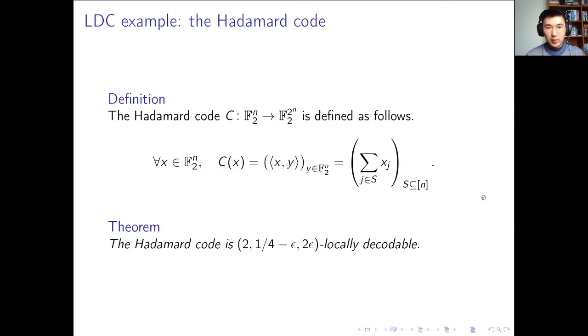Here's a simple example of an LDC. It's called the Hadamard code. In short, the Hadamard code is locally decodable using only 2 queries, and it has exponential length. And this is also optimal for locality 2.